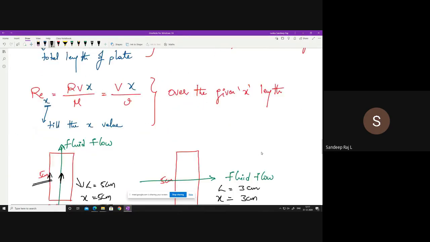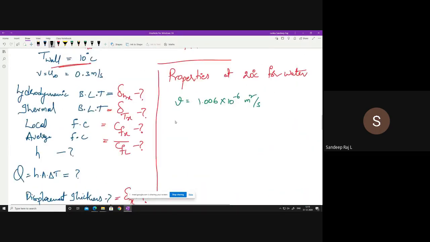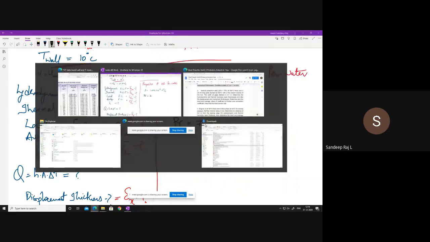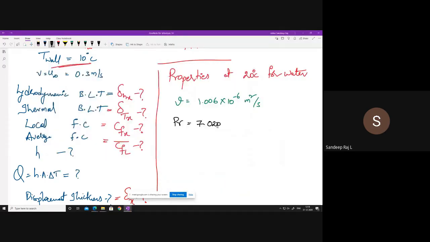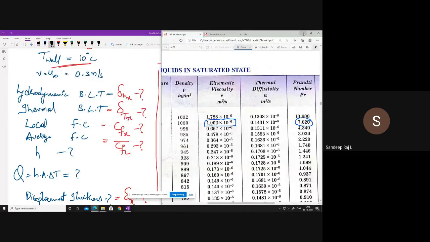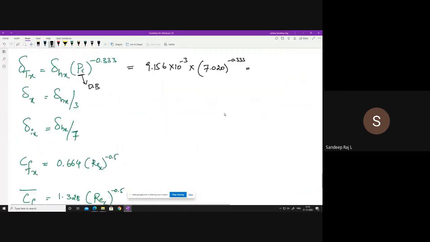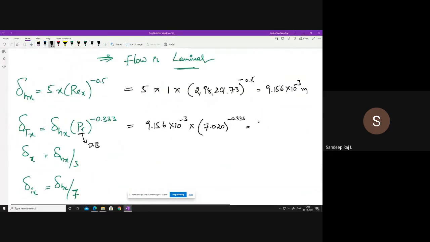You also write this in the top right corner. The final value 0.7020. Yeah, tell me what is this? Thermal boundary layer thickness you are saying. 4.782 into 10 to the power of minus 3 meters.